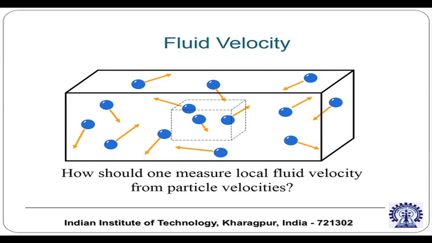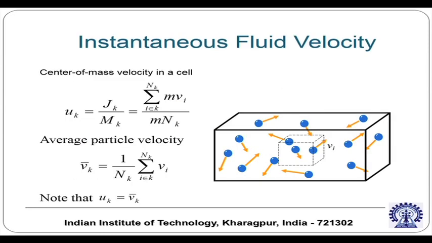So this leads to the conceptual paradigm: how should one measure local fluid velocities from particle velocities, because in molecular dynamics you will get molecular information. Now how do you synthesize the local fluid velocity from the particle based information? You can calculate the center of mass velocity in a cell. So you have a cellular approach and you can have an average particle velocity. The center of mass velocity in the cell is based on a compartmentalized concept like the semester wise breakup type of thing.